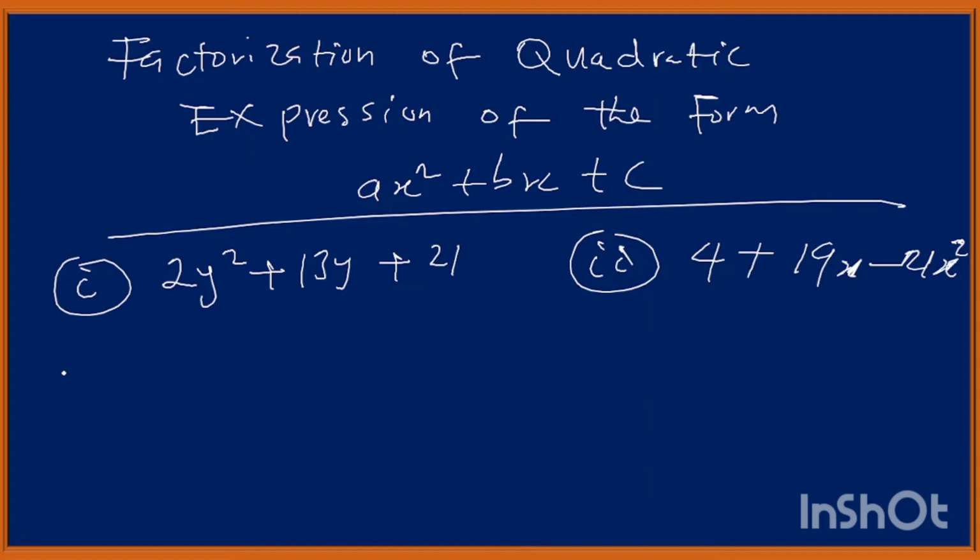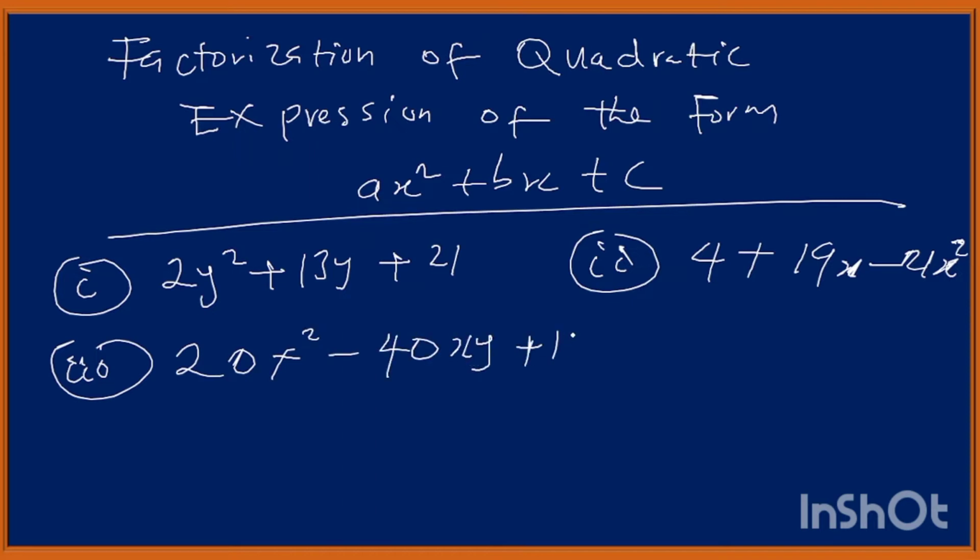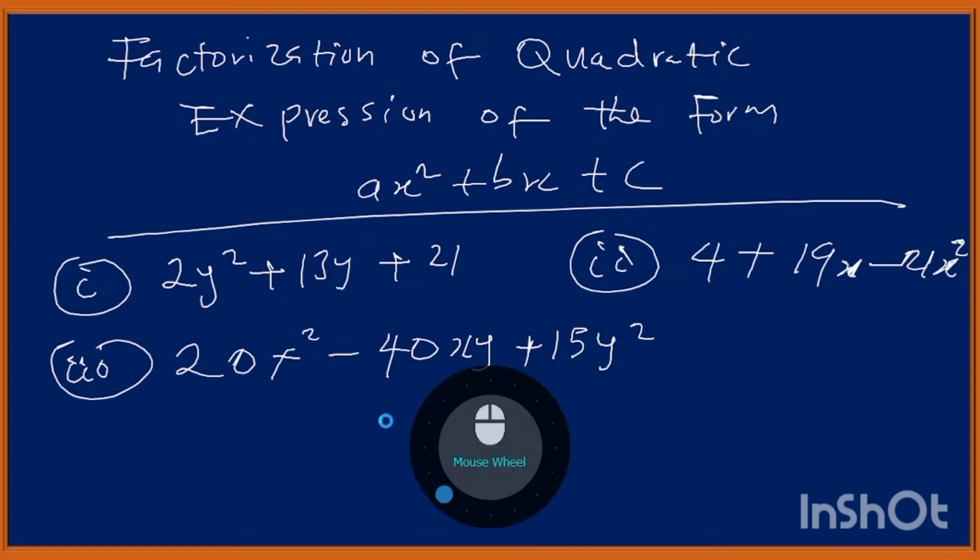The next one we're going to look at is 20x squared minus 40xy plus 15y squared. That is what we're going to be looking at. These 3 questions will give us a good understanding of whatever we're looking at. So let's dive into it.